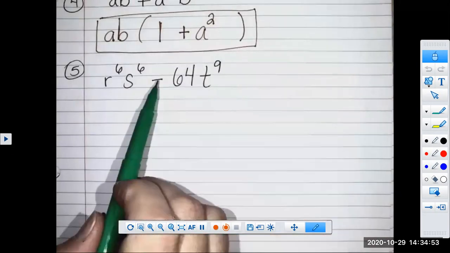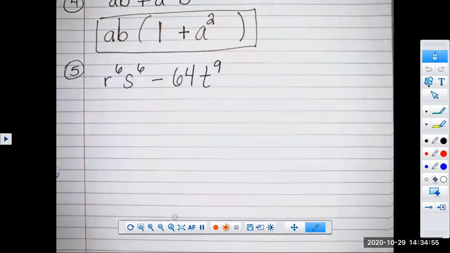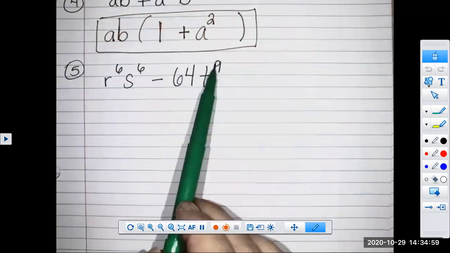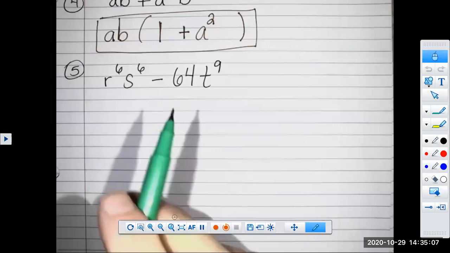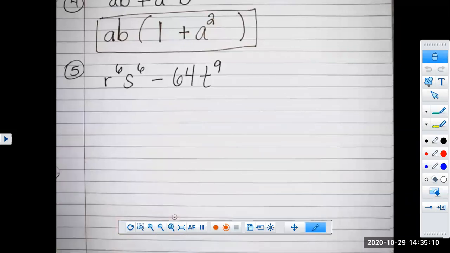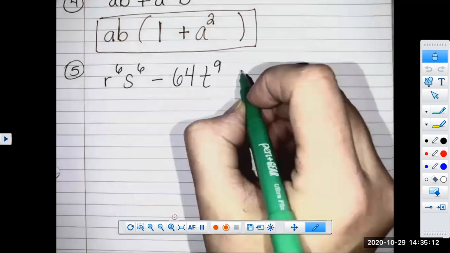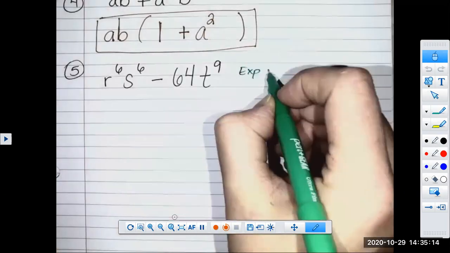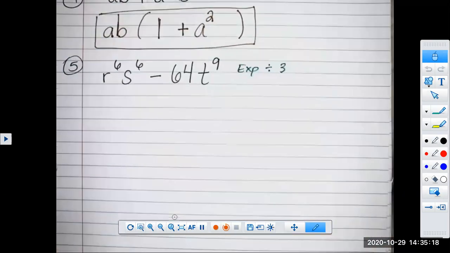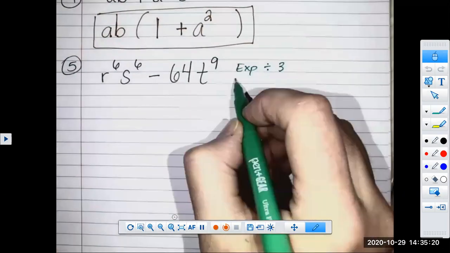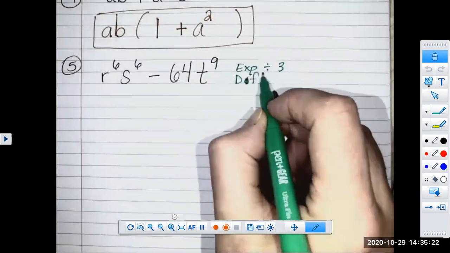You do have a minus sign, so it's either difference of squares or difference of cubes. All of your exponents are not divisible by 2, so it's not difference of squares. All of your exponents are divisible by what? 3. So the exponents are divisible by 3. You have 64, which is a perfect cube. So here we have difference of cubes.